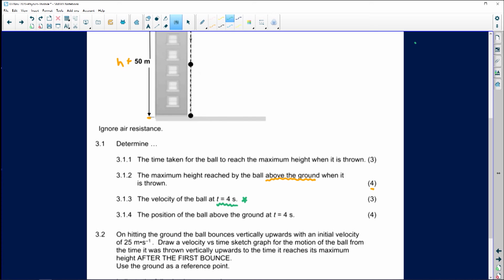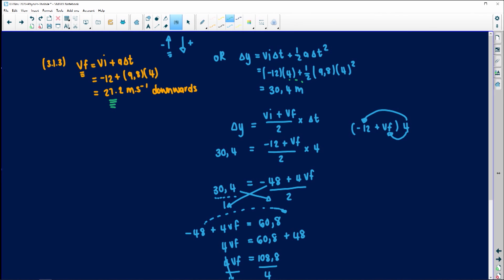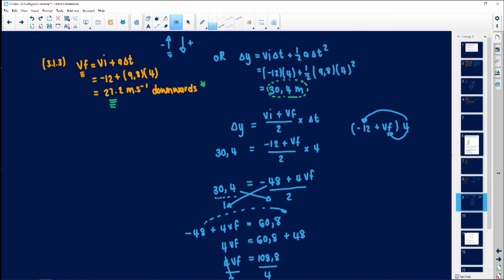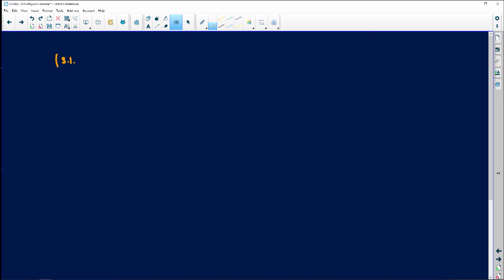Now, the next question, 3.1.4, says the position, right? Now, we want to know how high that ball was at the time of 4 seconds. If you had done this method already, you would have already found out how high the ball was. But if you had used the other method, you wouldn't know how high the ball is. So let's then calculate that. So this will be 3.1.4.